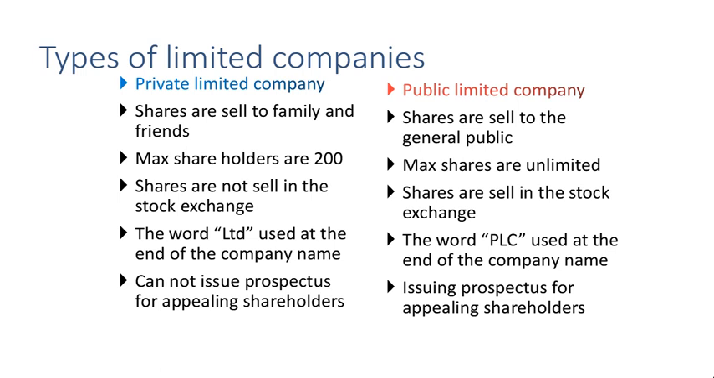The word LTD is used at the end of a private company name, and the word PLC is used at the end of a public limited company name. A private limited company cannot issue shares to appeal to shareholders because the shares are only sold to family and friends, so there is no need to inform them regarding the company's policy and other things. But for a public limited company, it is necessary to issue a prospectus to appeal to shareholders, because shareholders want to know the company's objectives, strategies, how much capital they need, and what the future plans are.